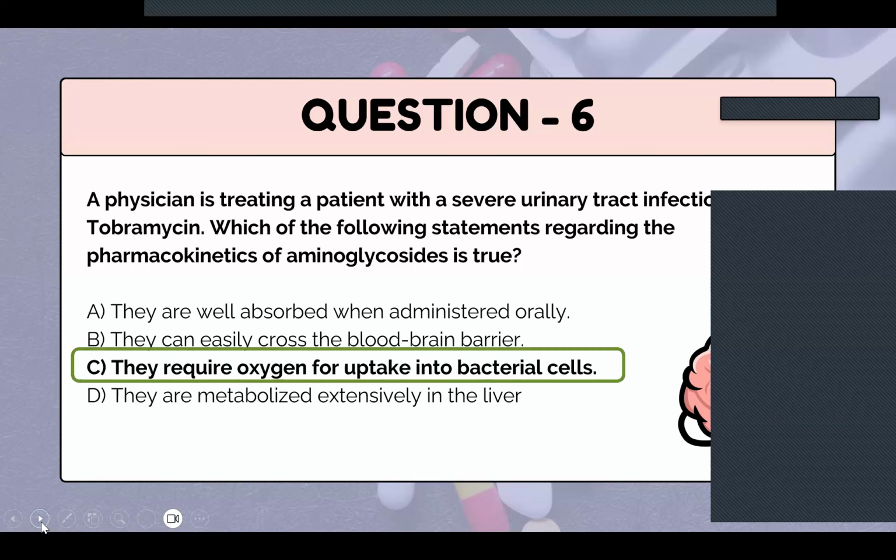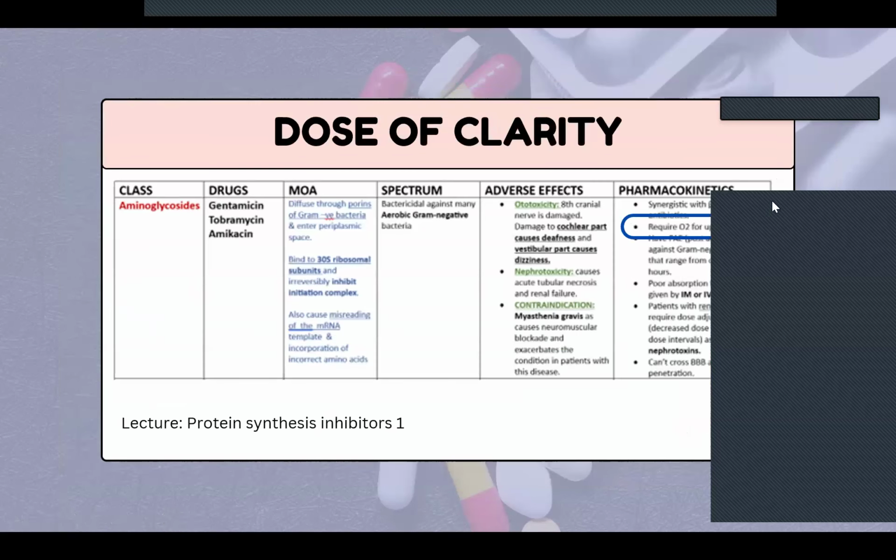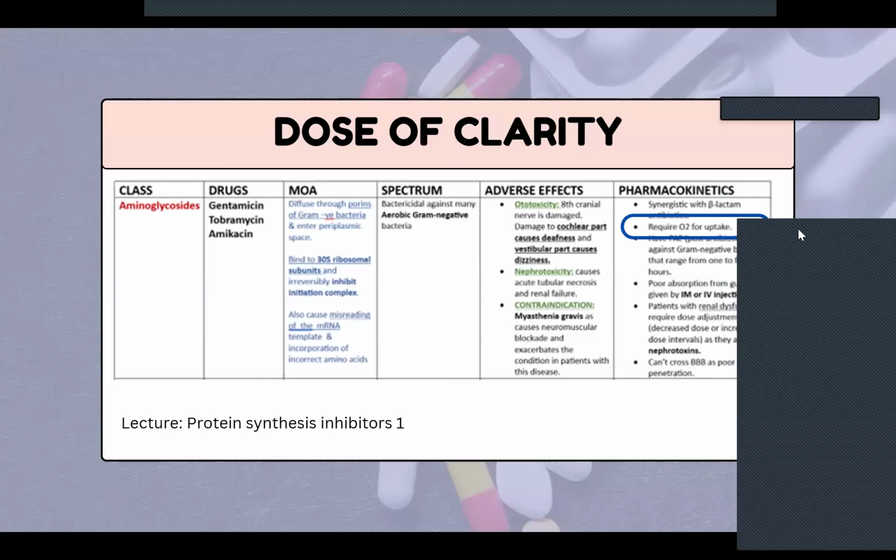Okay, yeah. So the correct answer is C. They require oxygen for the uptake into bacterial cells. They're aerobic. They work on aerobic bacteria. Exactly. So you need to remember that aminoglycosides, their spectrum is mainly on aerobic gram-negative bacteria, and oxygen is one of the requirements for them to work. So they would be ineffective against anaerobic bacteria. As for other options, they are poorly absorbed from the gut, so they need to be administered intramuscularly or through IV. Hope that's clear.